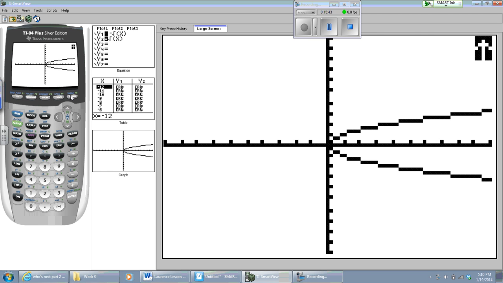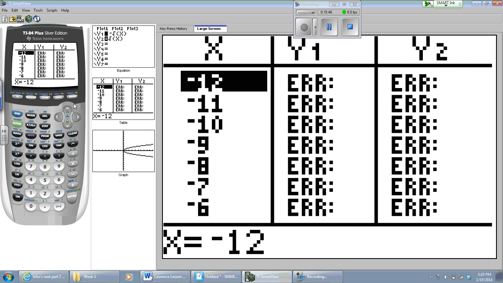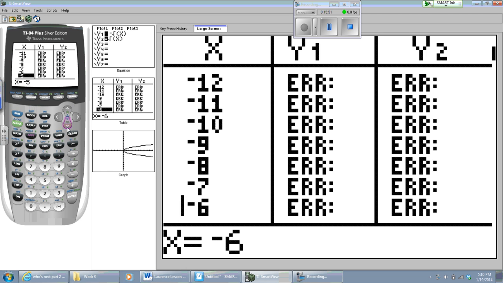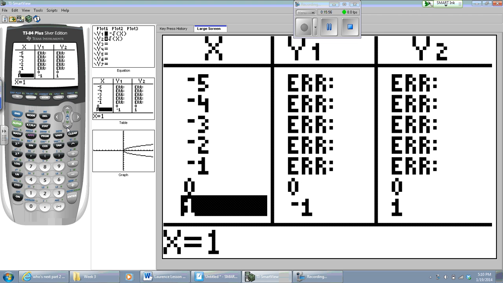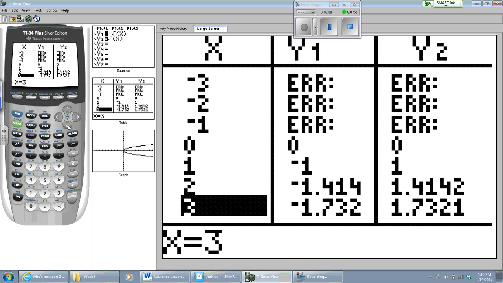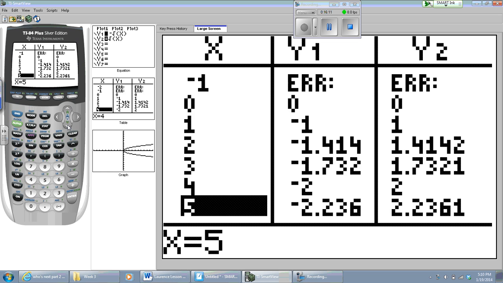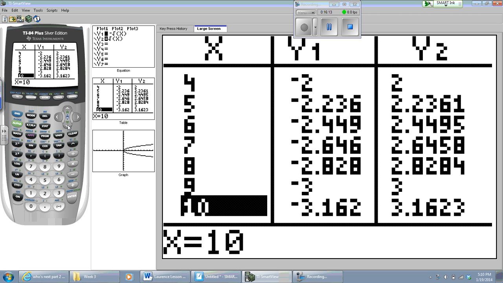If you want to go into the table, notice all these errors. That's because we can't take square roots of negative numbers. So let me get to the positive numbers. And look at this table here. It tells you 0 goes to 0, but then 1 has 2 different answers, a y sub 1 and a y sub 2, right? Those aren't perfect squares. 4 goes to 2 or negative 2. If I go up to 9, I get 3 or negative 3, etc. Okay, so that's domain, range, and functions.